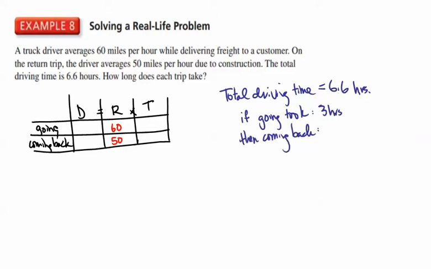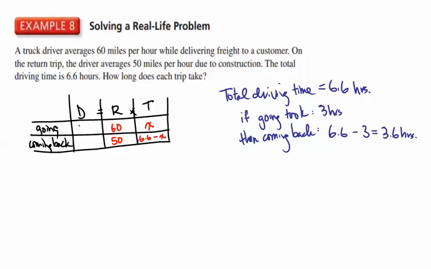Then to find the time coming back, we know that the total time was 6.6, so we would just subtract 6.6 minus 3 and we would get 3.6 hours coming back. I hope that makes sense. We know the total time. Now if we knew how long he spent going, we would simply subtract 6.6 minus how much time he already took up, and that would be how much time is left.